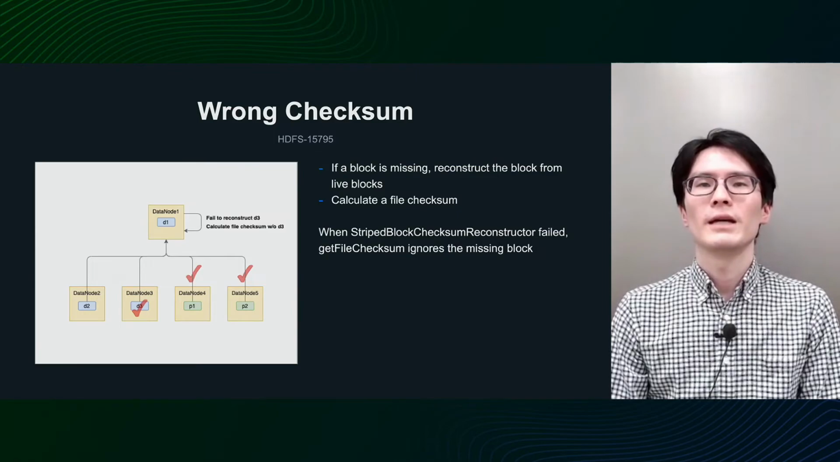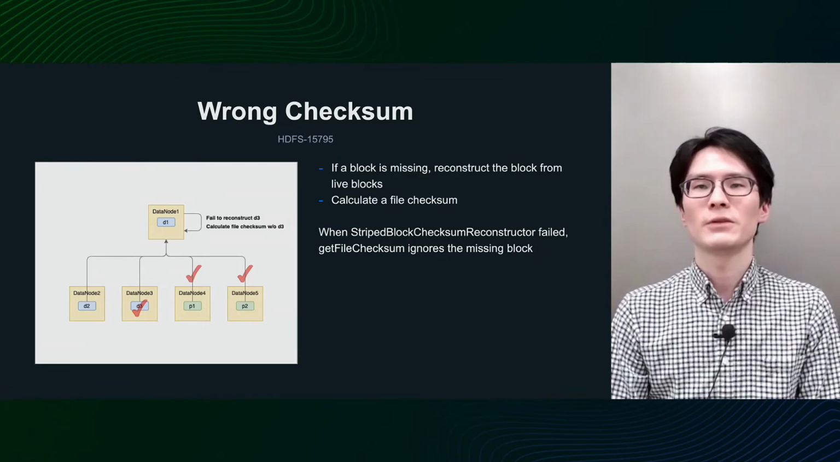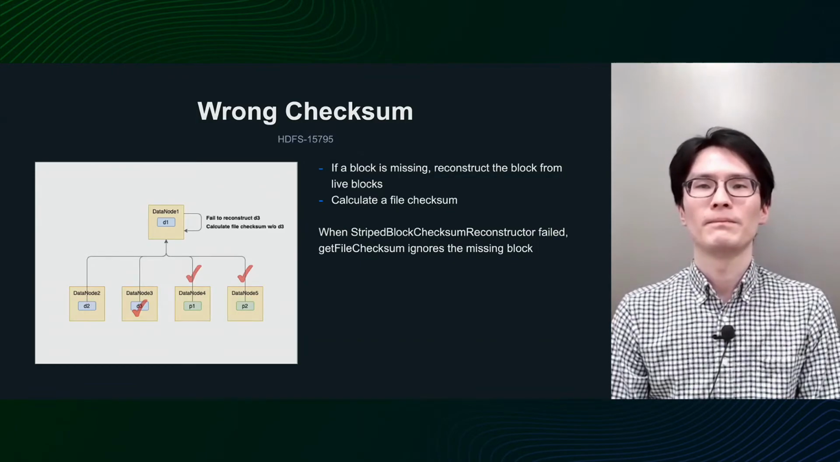The problem of getting the wrong checksum was also caused by this reconstruction. Using the figure as an example, when reconstruction fails due to not obtaining P1 and P2 because of timeout, getFileChecksum ignores D3 and calculates the checksum of the file from D1 and D2 alone.